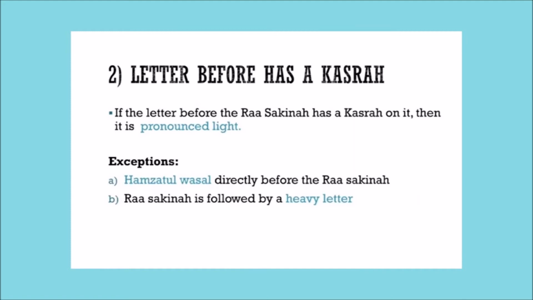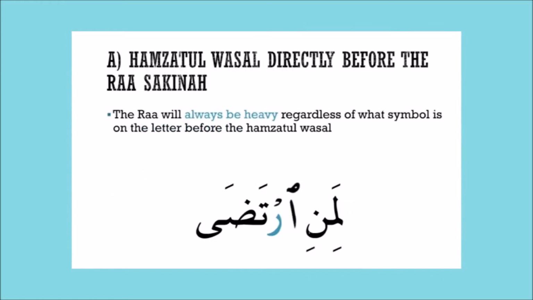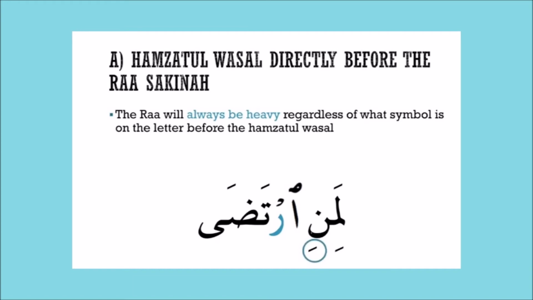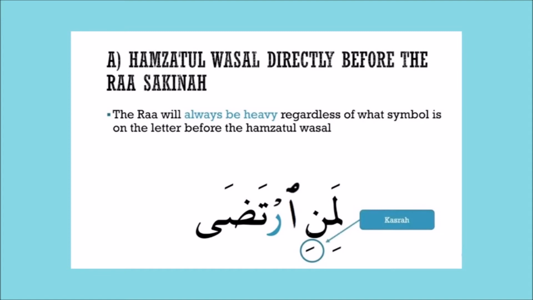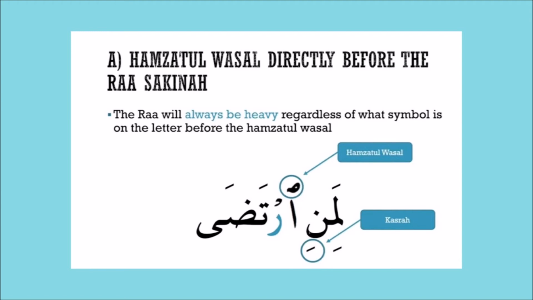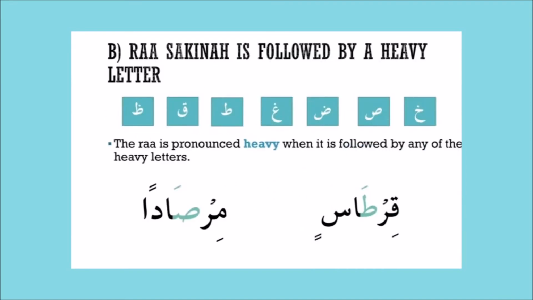There are 2 exceptions for this rule. Number 1, when a hamzatul wasl comes directly before the Ra sakina, and number 2, when the Ra sakina is followed by a heavy letter. Let's have a look at the first example where the hamzatul wasl comes directly before the Ra sakina. The Ra will always be read heavy regardless of what symbol is on the letter before the hamzatul wasl. For example, there is a kasra before the Ra sakina, so usually we will read this light. However, just before the Ra sakina, there is a hamzatul wasl, which means we will be reciting the letter Ra heavy.